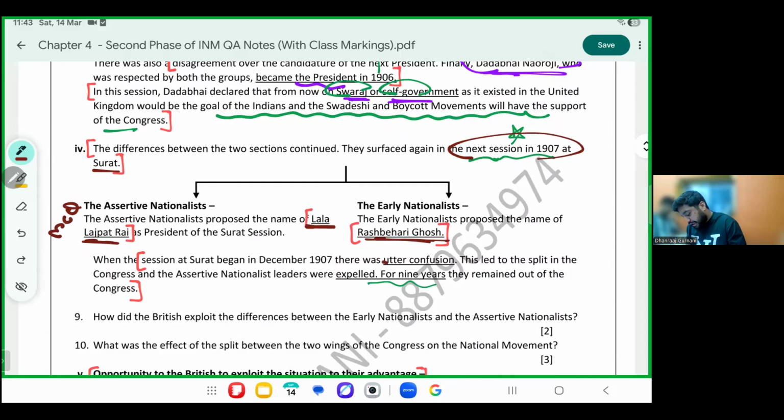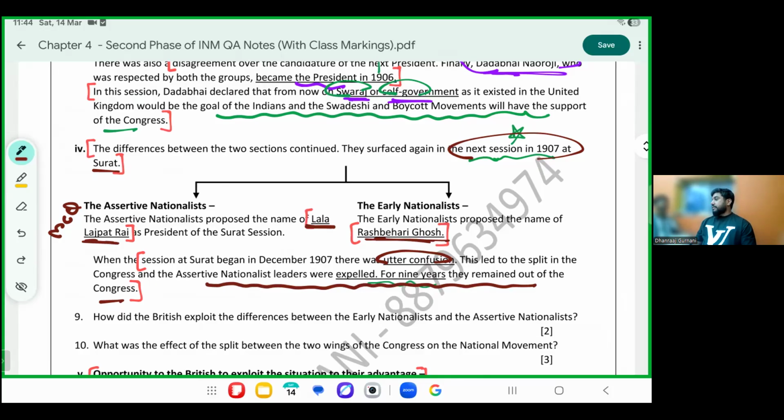The session began with utter confusion. This led to the split in the Congress, and the assertive leaders were removed. For 9 years, they were removed and stayed out of Congress. So the assertive category, which wanted Lala Lajpat Rai to become president, that category which wanted to take Swadeshi and boycott to the entire country, was expelled. So they just said, go, you are removed.